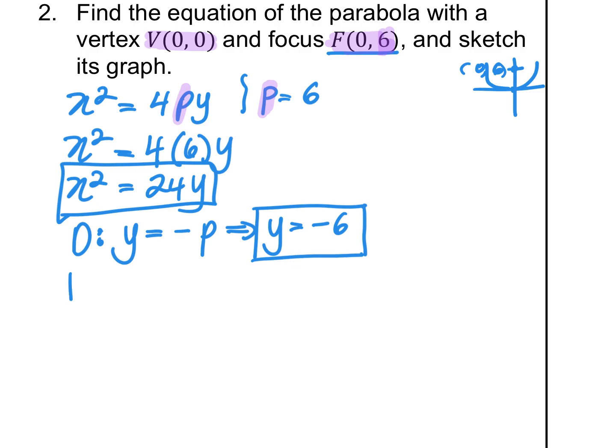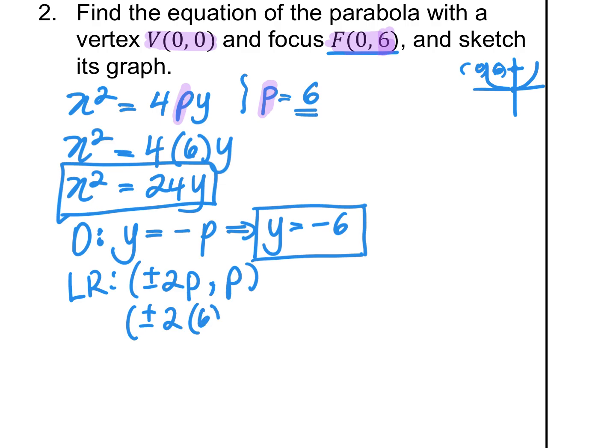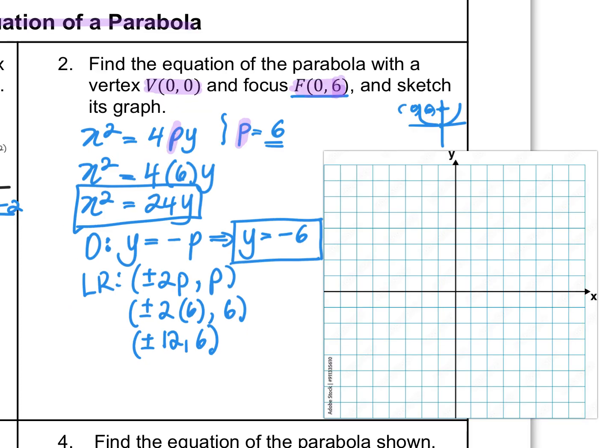For the latus rectum, how wide is our graph going to be? That's going to give you plus minus 2 times p. This is going to be plus minus 2 times 6. Our p is 6 only. So simplifying further, the coordinates of our latus rectum are going to be located at 12 and then 6. So this is going to be a little bit wide. Let's graph our parabola now.